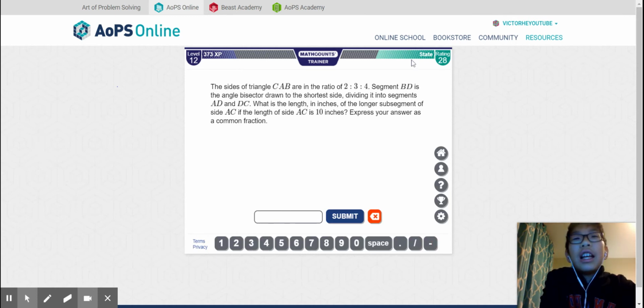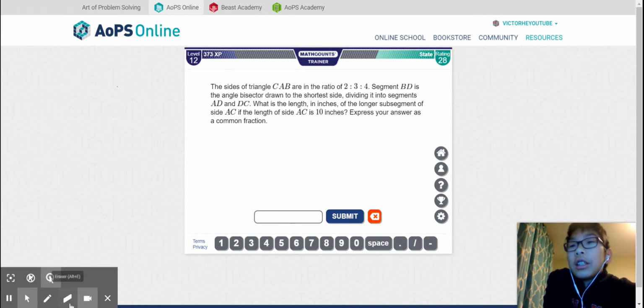The next problem. The sides of triangle CAB are in the ratio 2, 3, 4. Segment BD is the angle bisector drawn to its shortest side, dividing it into segments AD and DC. What is the length in inches of the longer subsegment of side AC if the length of side AC is 10 inches? Express your answer as a common fraction.